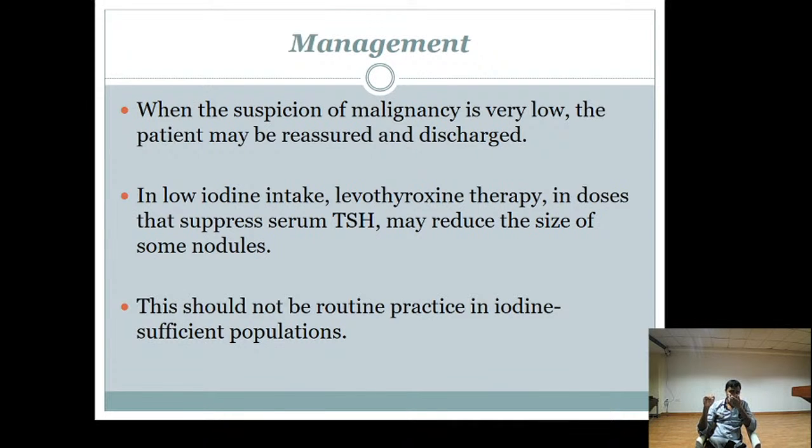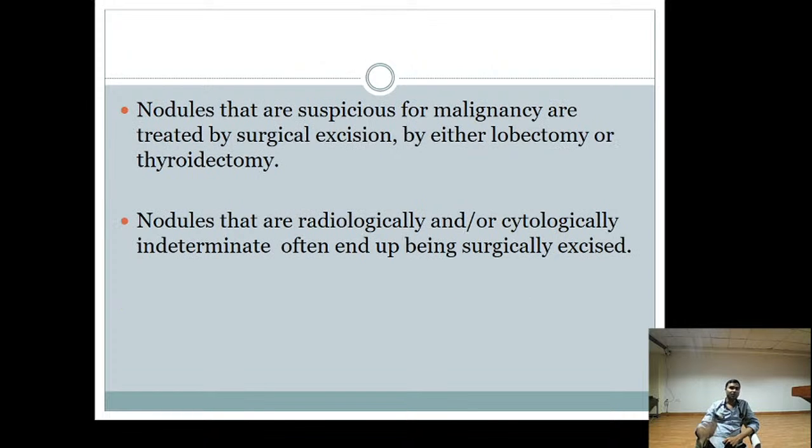How do you manage thyroid swellings? When suspicion of malignancy is low, then patient can be reassured and discharged. In low iodine intake areas, levothyroxine therapy in doses that suppress serum TSH may reduce the size of some nodules. But this should not be the routine practice in iodine sufficient populations. Nodules that are suspicious for malignancy are treated by surgical excision, either by lobectomy or thyroidectomy. Nodules that are radiologically or cytologically indeterminate also end up in surgical excision.